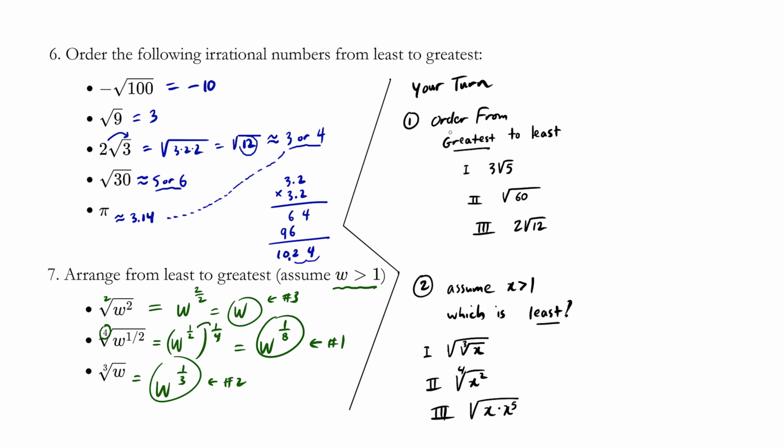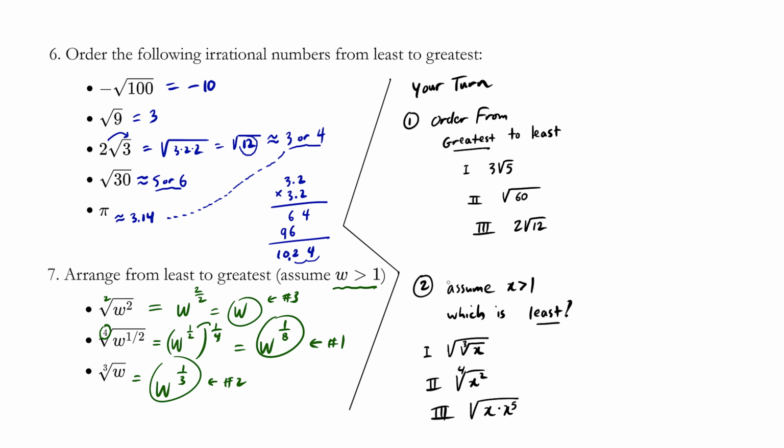Now it's your turn. Number 1, order from greatest to least. So the first choice is 3 root 5. Second choice is root 60. And the third choice is 2 times root 12.